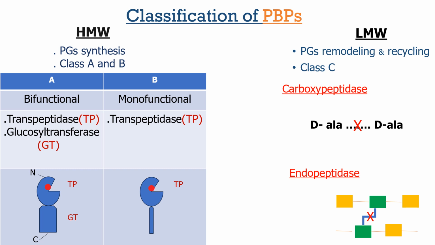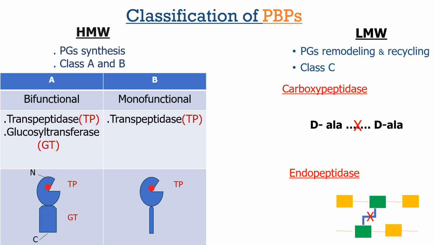As we mentioned in the last slide, glucosyl transferase action is when you connect two sugars together, when you connect the NAM and NAG together. And the transpeptidase action is when you connect the polypeptide chains hanging from the NAM sugar together by a cross-link. And they are sub-classified into class A and class B. Class A are bifunctional. They can do the transpeptidase action and the glucosyl transferase action, while class B is monofunctional. They can do transpeptidase action only.